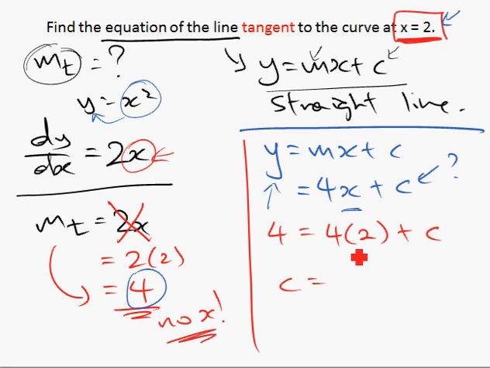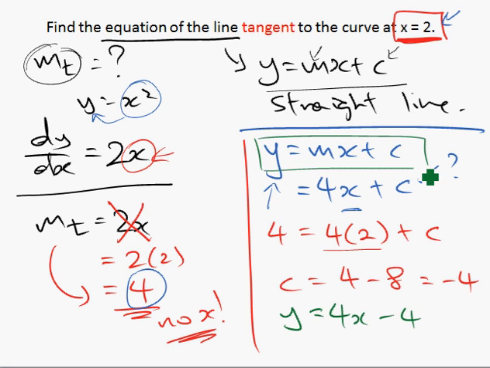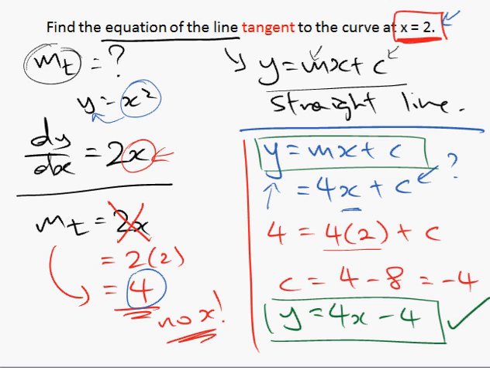c equals, this is 4 times 2 is 8. I can bring over here. 4 minus 8 equals minus 4. Therefore, my final answer is y equals 4x minus 4. See, this equation, y equals mx plus c, is the equation of a straight line. This is my equation of the straight line of the tangent. That's my answer.